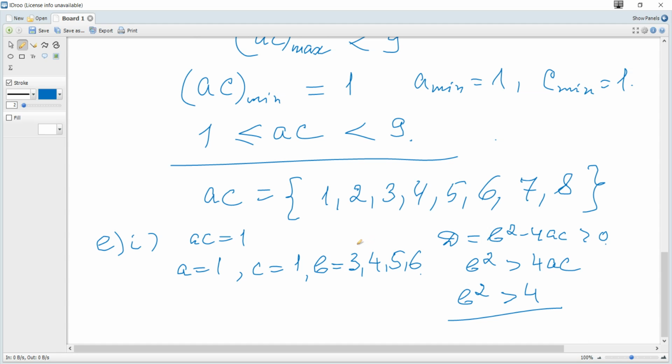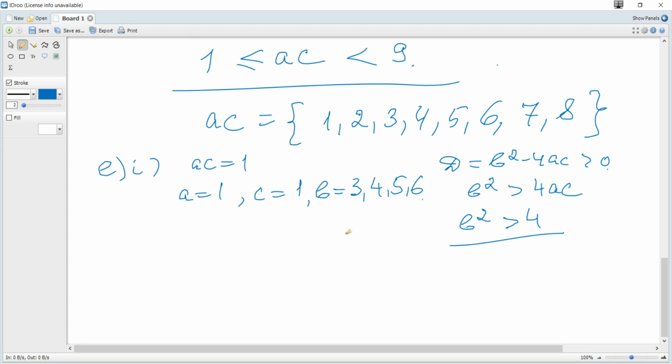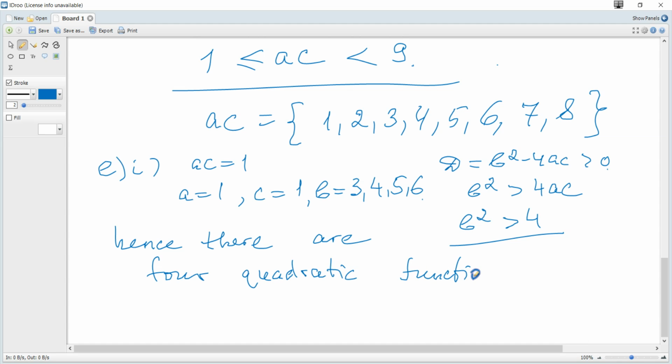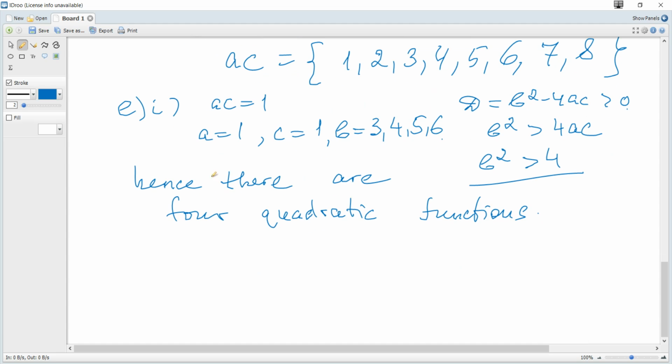And since there is only 1 mark, we can show it like this. I repeat the question, for the case where AC is 1, show that there are 4 quadratic functions. Yes, and hence there are 4 quadratic functions. I hope it's clear that one function is when A is 1, B is 3, C is 1, another is 1, 4, 1, then 1, 5, 1, and 1, 6, 1.